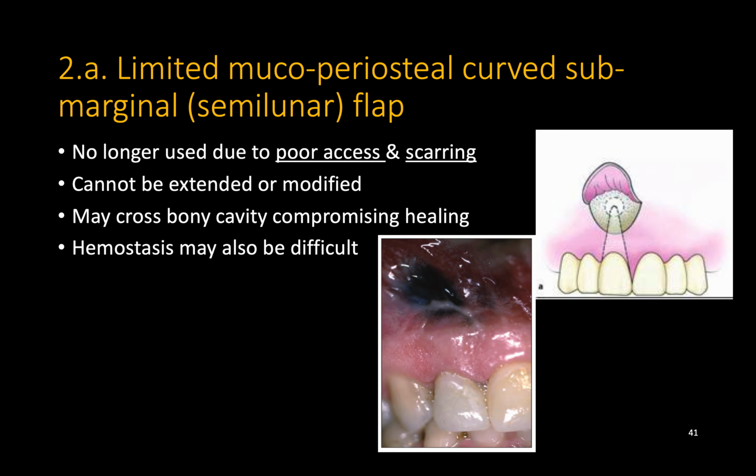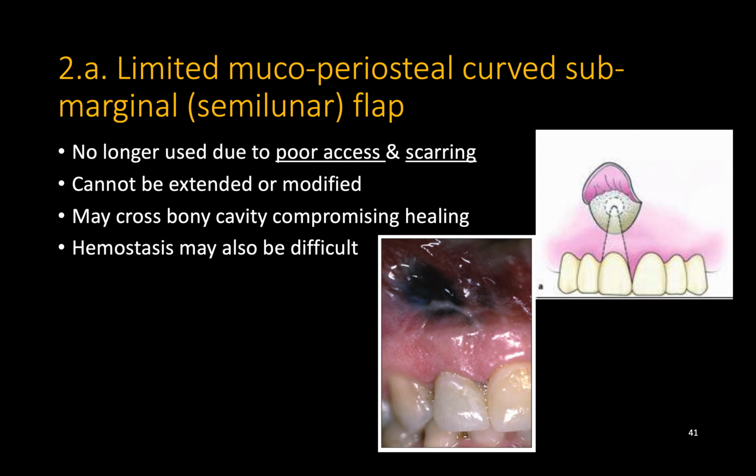Now let's move into the limited mucoperiosteal flaps. The first category is the curved submarginal or the semilunar flap design, which includes a curved horizontal incision in the attached gingiva with no vertical relieving incisions.